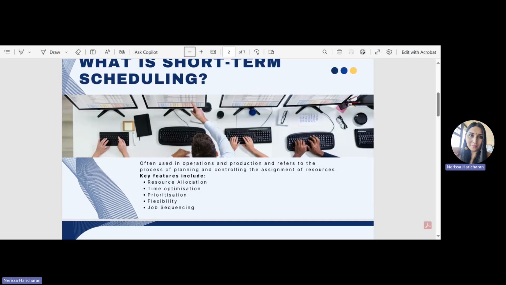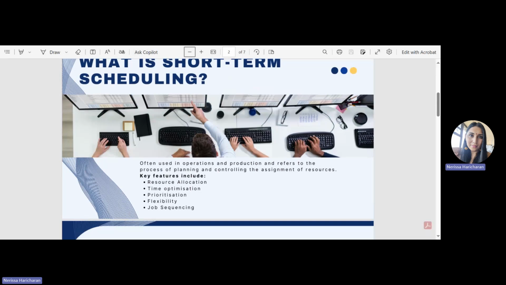Because it is short-term scheduling, your adjustments can be made fairly quickly and you can respond to any sort of last-minute changes, especially if your customer's demand changes. Whether you have any sort of issues in production or you don't even have a resource available, you can make a fairly quick decision when it comes to changing your schedule. Because it's short-term, it can be a lot more flexible.